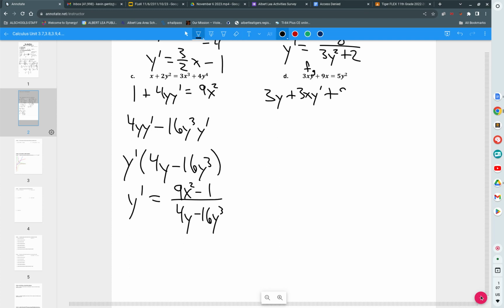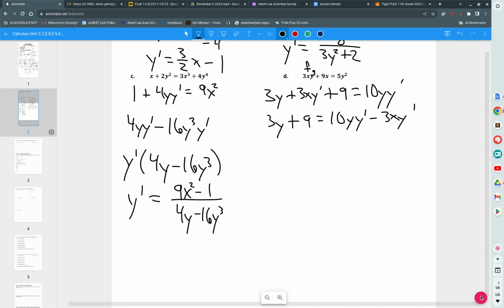Emma, hey, I said something. Yeah, thank you for speaking up. I corrected me wrong. 5y squared derivative? Good. Do you want to put your y primes on the right or the left? Left. Okay. Can we just go over to the right? I mean, we already got the other two over there. Fine. 3y plus 9 is equal to 10y y prime minus 3x y prime.